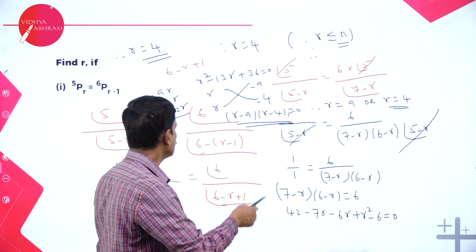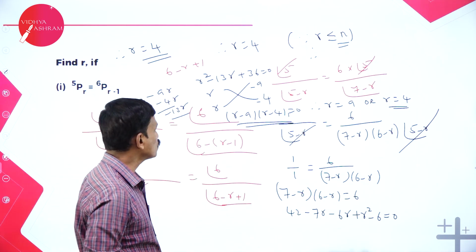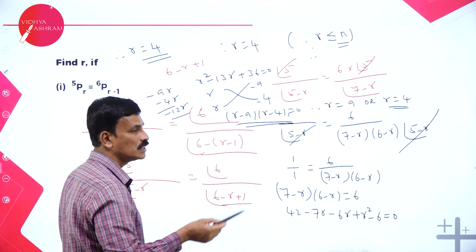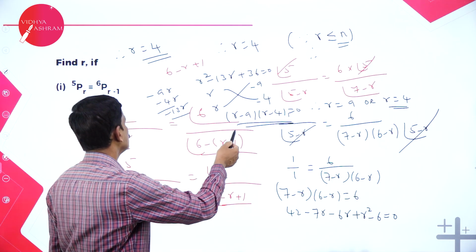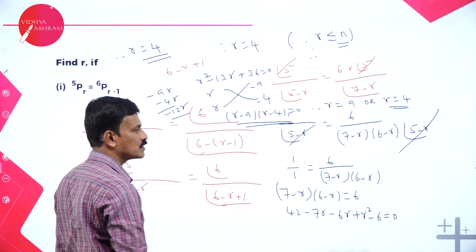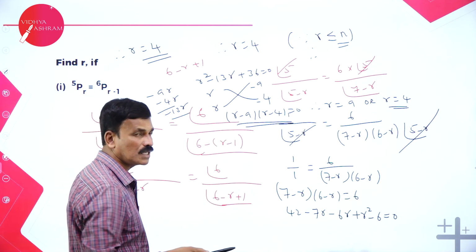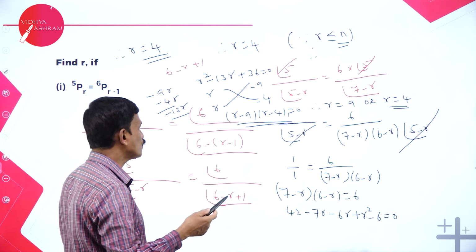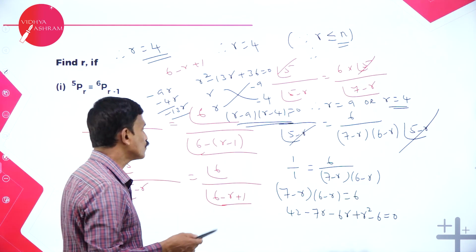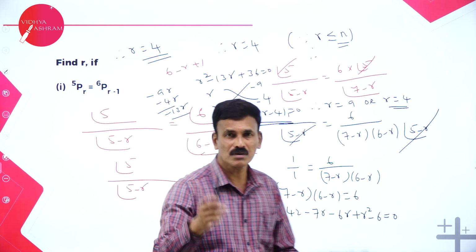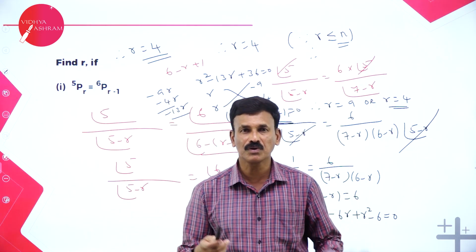Simplify, you will get a quadratic equation like r square minus 13r plus 36 is equal to 0. If you factorize, the factors are (r minus 9) into (r minus 4). So then r is equal to 9 or r is equal to 4. Since r should be less than or equal to n, therefore r is equal to 4. Therefore the required answer is r is equal to 4. That's it. Hope you followed.